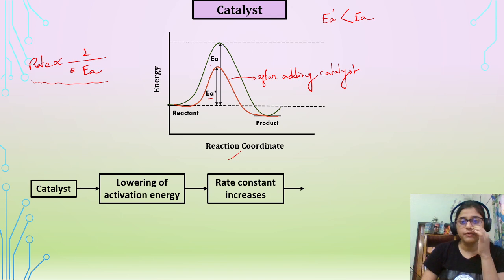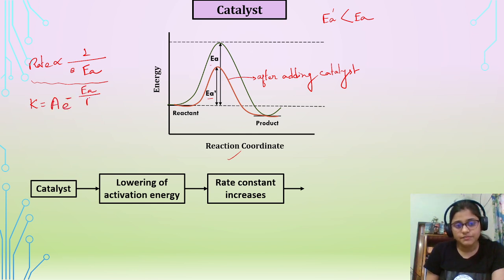Now we see that this energy gap is low, a small energy, but how does it actually affect things? If you know the Arrhenius theory, we know that K is equal to e to the power minus EA by RT, right? So from there we have the relation of K and EA.